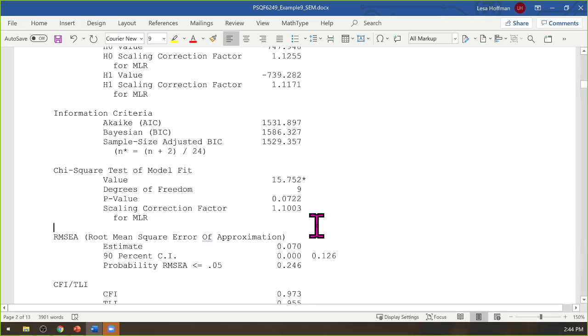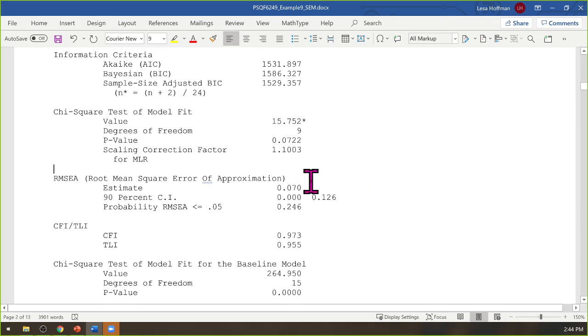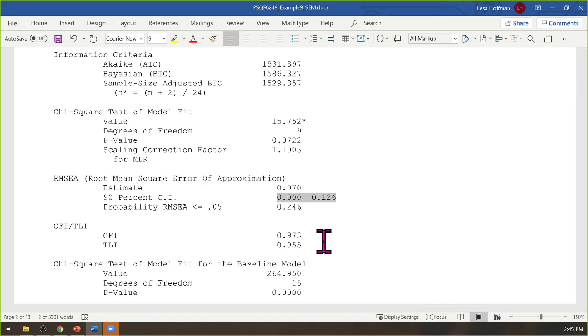However, if I look at some of the other indicators, RMSEA is 0.07, confidence interval from 0 to 0.13. That's a pretty big interval, and that's because I only have 152 people. So that's not a lot in this game.